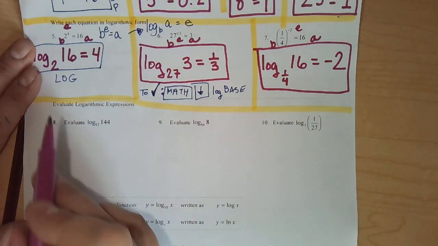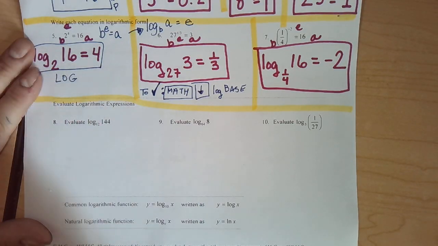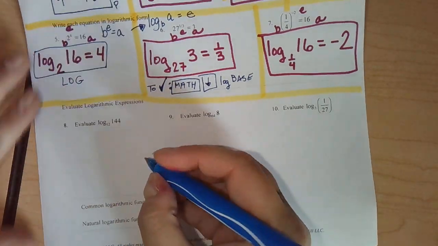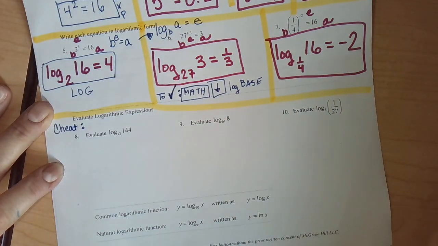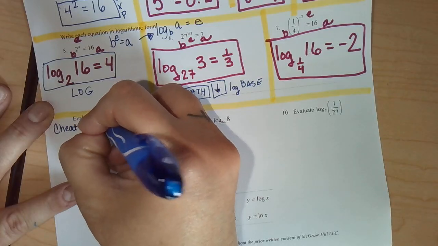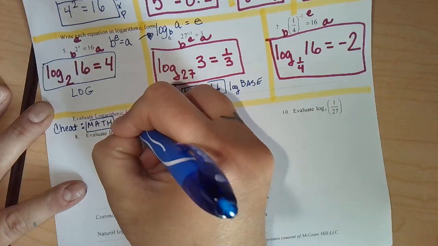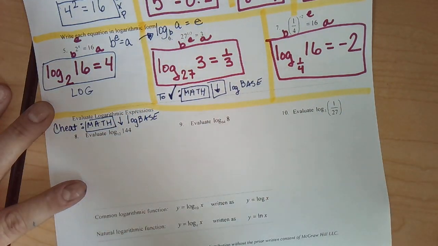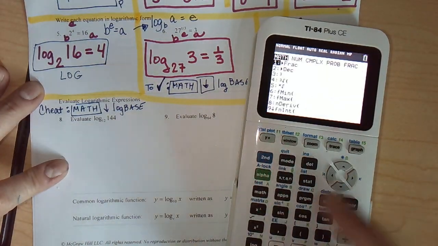Okay, let's look at this sucker. It says evaluate logarithmic expressions. Okay, there's a way to cheat this and a way to do it in your head. Let me tell you the cheat. The cheat is to do that math down to log base and then type this in. Yeah, okay, so let's try this. Log base 12 of 144. Math.